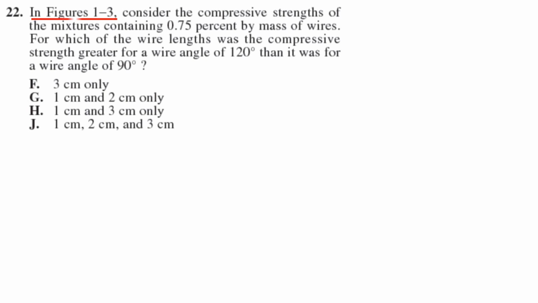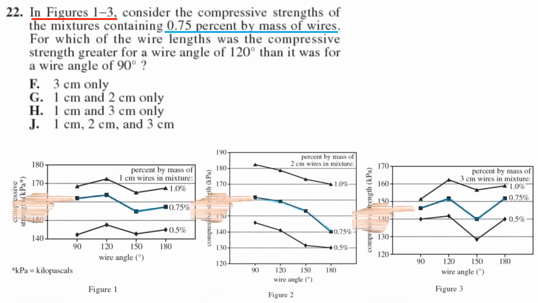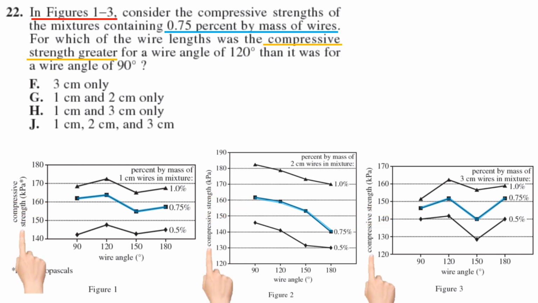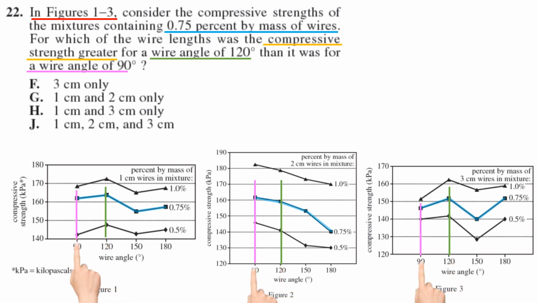Okay, number 22, figures 1 to 3. So put your fingers on figure 1 to 3. Make sure you know where you're looking. Consider the compressive strengths of the mixtures containing 0.75% mass of wires. Okay, so we're looking at that line in each one, the line with the square on it. For which of the wire lengths was the compressive strength, so compressive strength, we're looking at the y-axis, greater for a wire angle of 120 degrees, we want 120 degrees to be greater than it was for a wire of 90 degrees. So where is the 120 greater than the 90?